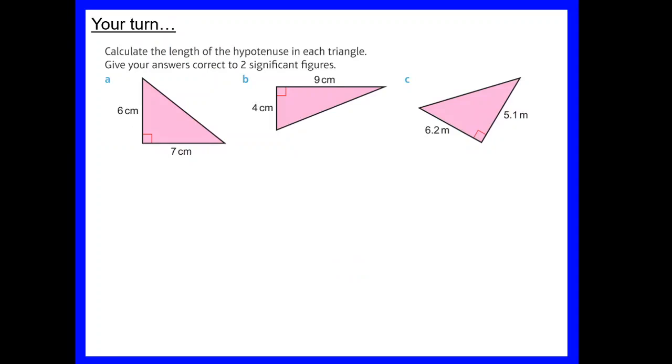Okay, so you've got 3 triangles there. We can see they're right angled. They've got the little right angle in the corner, and we're being asked to calculate the length of the hypotenuse for each triangle, giving your answer correct to 2 significant figures. Pause the video and have a go at that now.